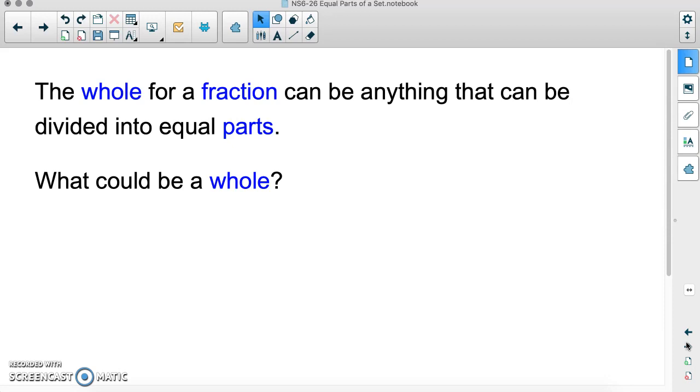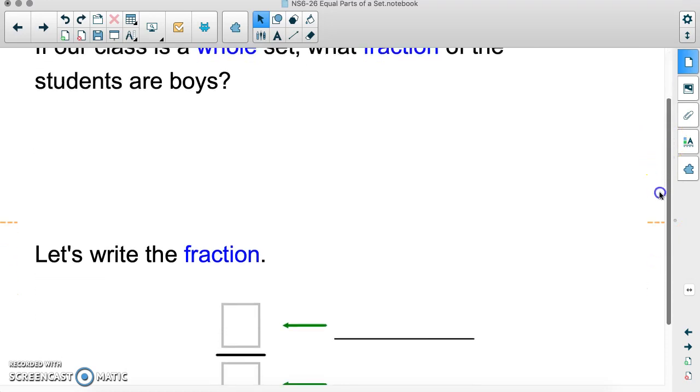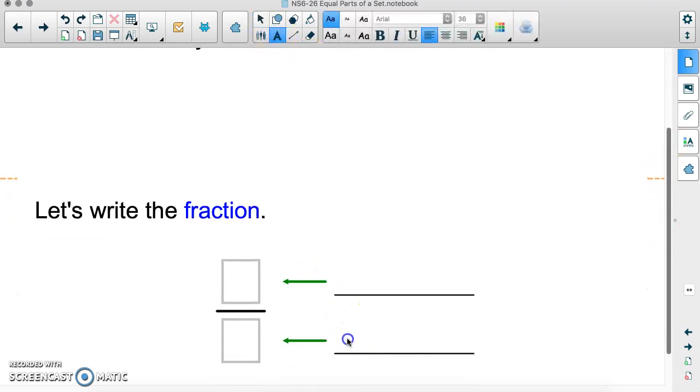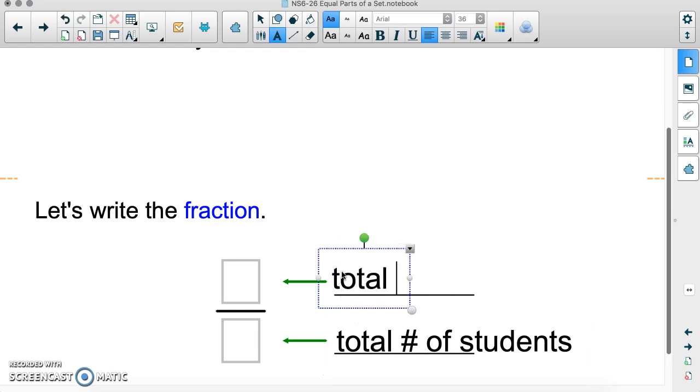So for example, that could be a line segment, an angle, a container, apples, oranges, the amount of flour for a recipe, etc. The whole could even be a group of people. So for example, if we wanted to write a fraction for how many students in our class are boys, what do we need to know? Well, we need to know the total number of people in our class for the denominator. So we need to know the total number of students. And then for the numerator, we need to know the total number of boys in our class.